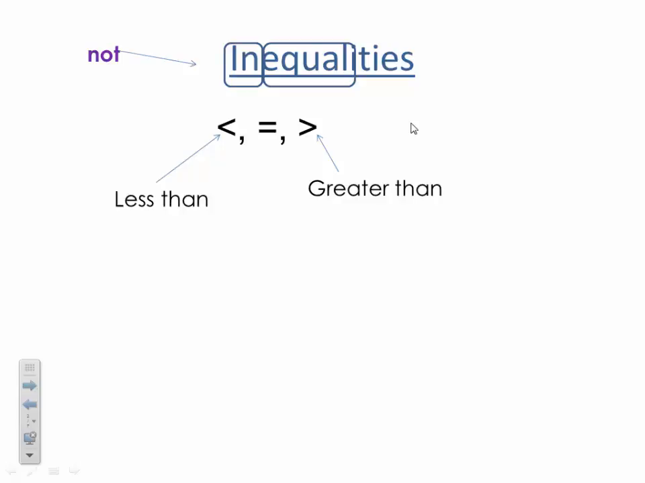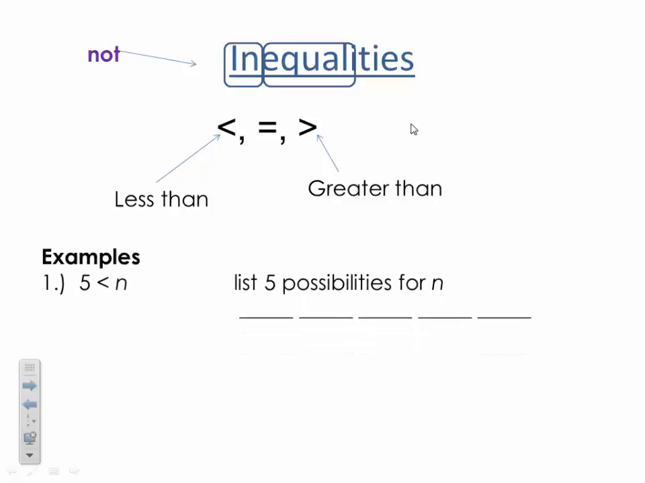And then let's show you what an inequality looks like. This says 5 less than n. So it means n could be any number that isn't less than 5. So what are we saying? N has to be numbers that are greater than 5. So take a second and list 5 numbers that n could possibly be.